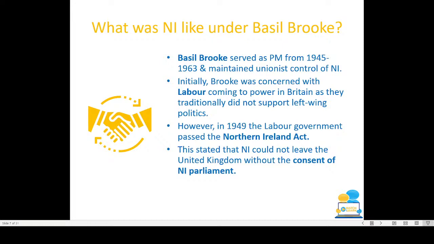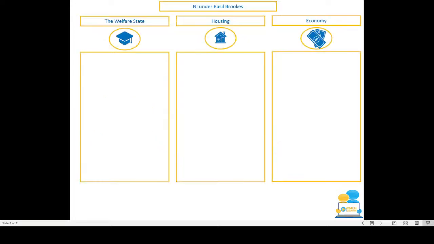But this Northern Ireland Act basically stated that Northern Ireland could not leave the UK without the consent of the Northern Ireland Parliament. And as we're going to learn moving forward, this Parliament was going to be dominated by Unionists who wouldn't give consent to leave. So Northern Ireland under Basil Brooke, we're going to break down into 3 different subcategories: the welfare state, housing, and the economy.